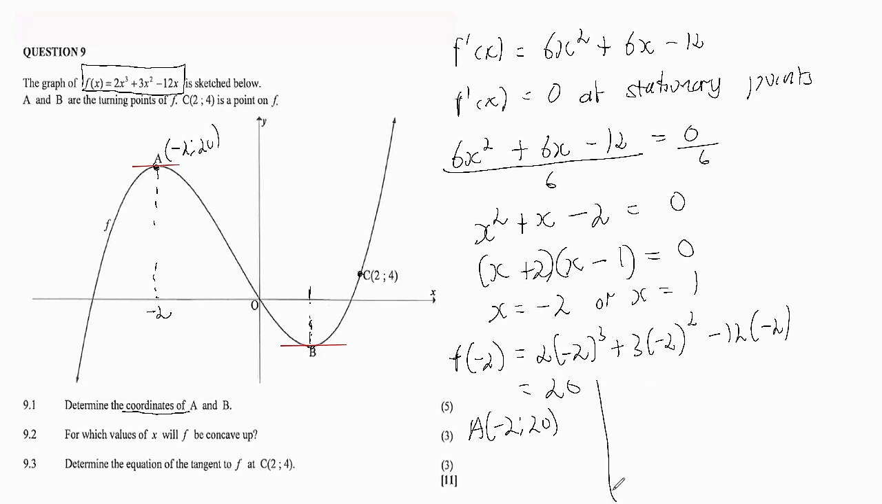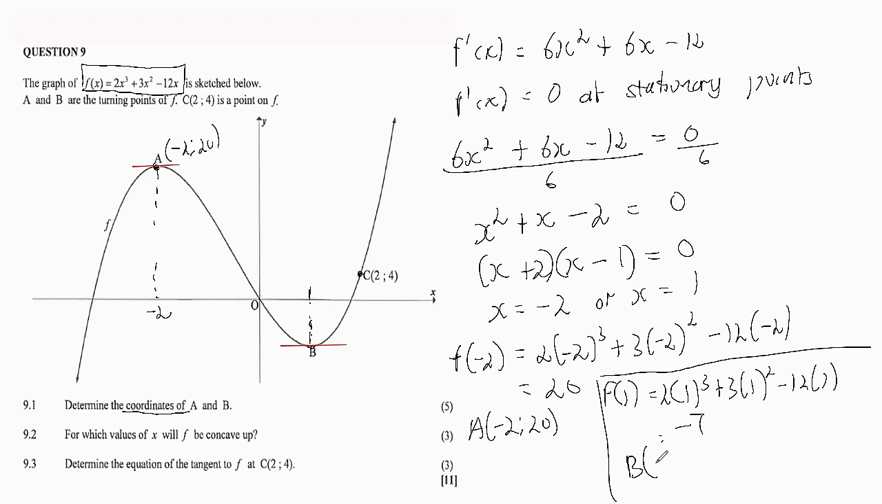Then let's check when we substitute into that same equation the x-value of 1. So this is 2(1)³ + 3(1)² − 12(1). When you punch that into your calculator, you get −7. So that means the coordinates for B are (1; −7). We can see it's below the x-axis, so that point makes very much sense. Then, okay.